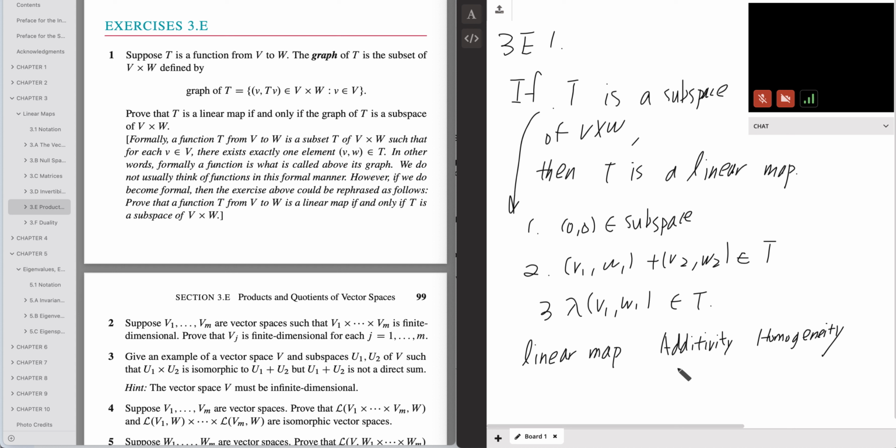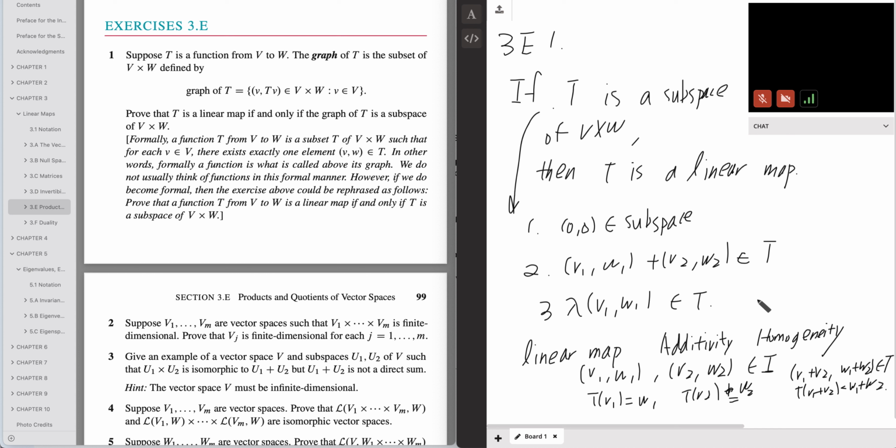So you've got this additivity. Let's say that you have some arbitrary two points in the subspace T. So let's say (v1, w1) and (v2, w2) are in the subspace T, right? And let's call T of v1 and T of v2 the corresponding w's. Then (v1 plus v2, w1 plus w2) is also in the subspace T, because this T is a subspace. So we know T of v1 plus v2 is also equal to w1 plus w2.